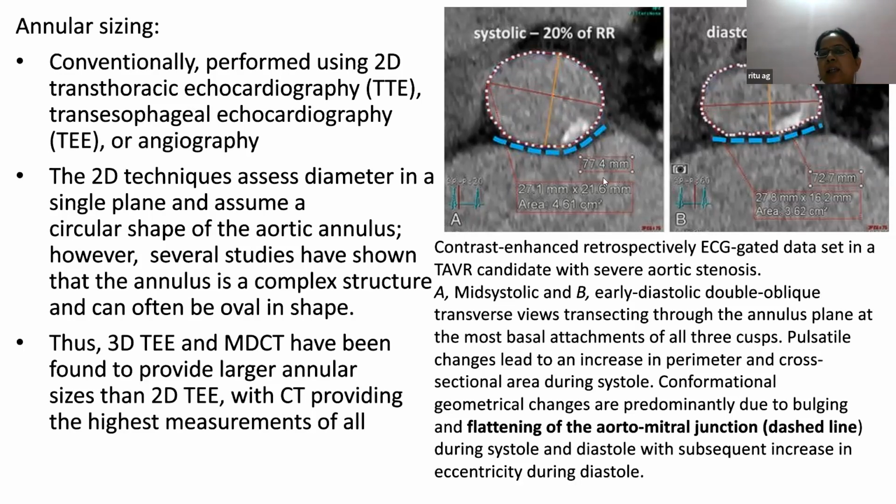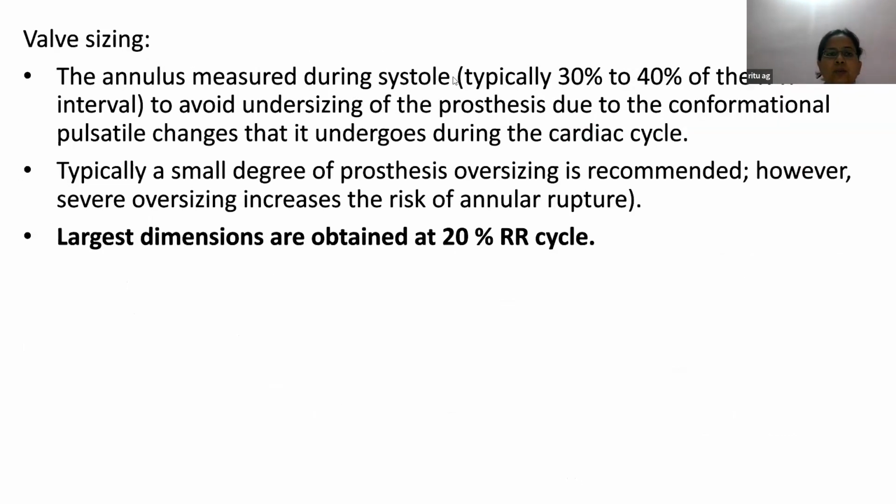So that is why we scan through all phases of the cardiac cycle, and we take where the annular diameters are maximum. You can see the diameters are maximum in systole, which is 20%. And usually we take diameters between 30-40% of the RR cycle. Some cardiologists also prefer a 25% RR interval diameter. So we have to work with the local team. How do they want it?